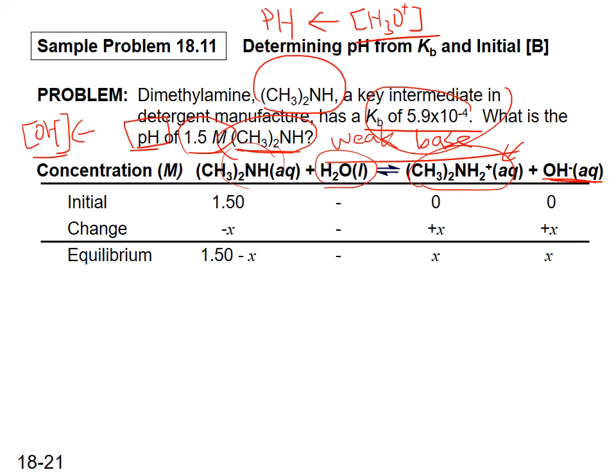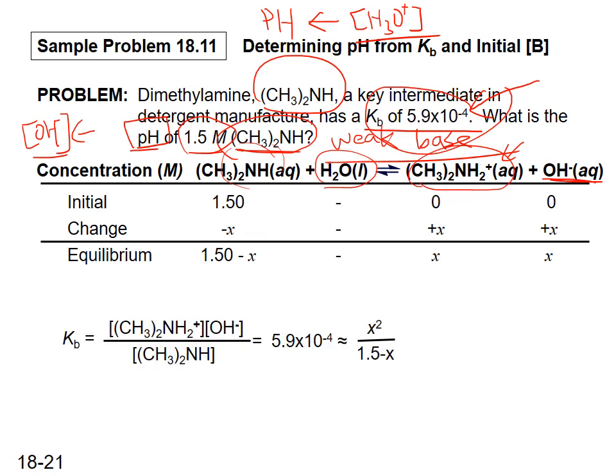We look at the question. The given is Kb, so we need to write Kb. Kb is the products divided by reactants. In this case, the conjugate acid is x, hydroxide is also x, so it's x squared divided by the base, which is 1.5 minus x.